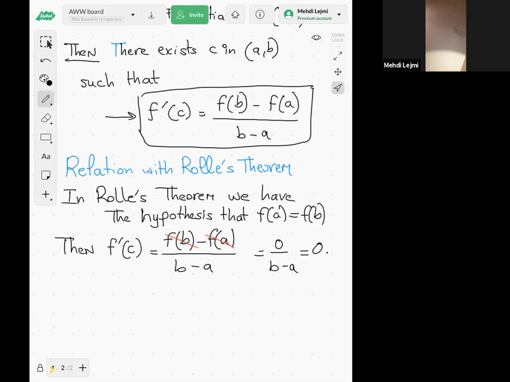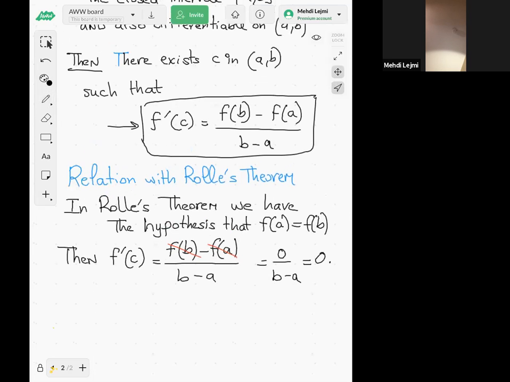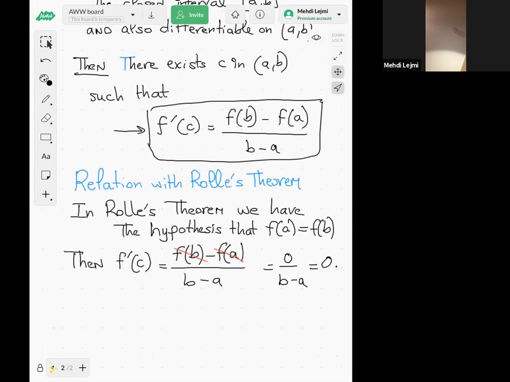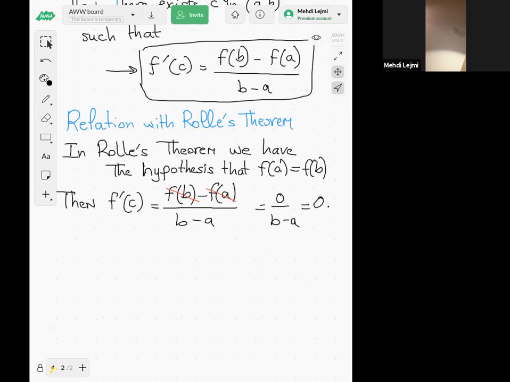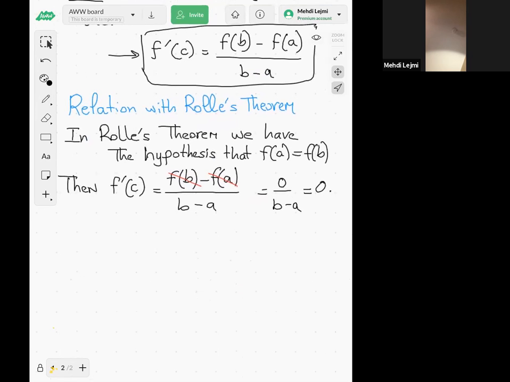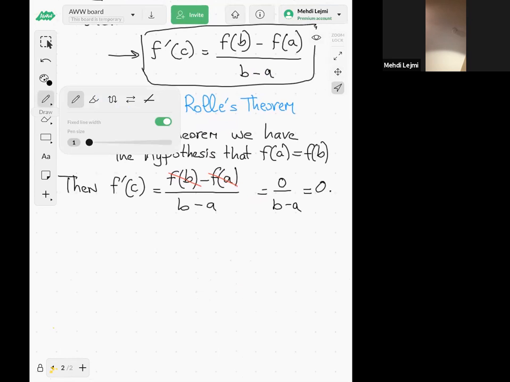All right, now what's the idea of this? Why do we have the existence of such a c? We are saying you have a function, continuous and differentiable on this interval (a, b), then there exists a c such that f prime of c is equal to f of b minus f of a over b minus a. So first, what's f of b minus f of a over b minus a?